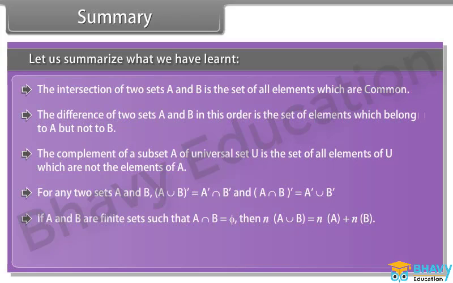If A and B are finite sets such that A intersection B is equal to phi, then n(A union B) is equal to n(A) plus n(B). If A intersection B is not equal to phi, then n(A union B) is equal to n(A) plus n(B) minus n(A intersection B).